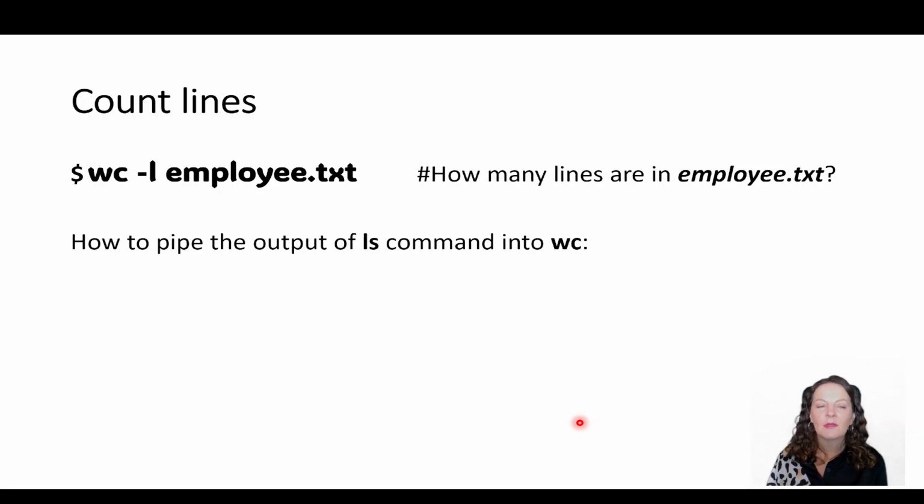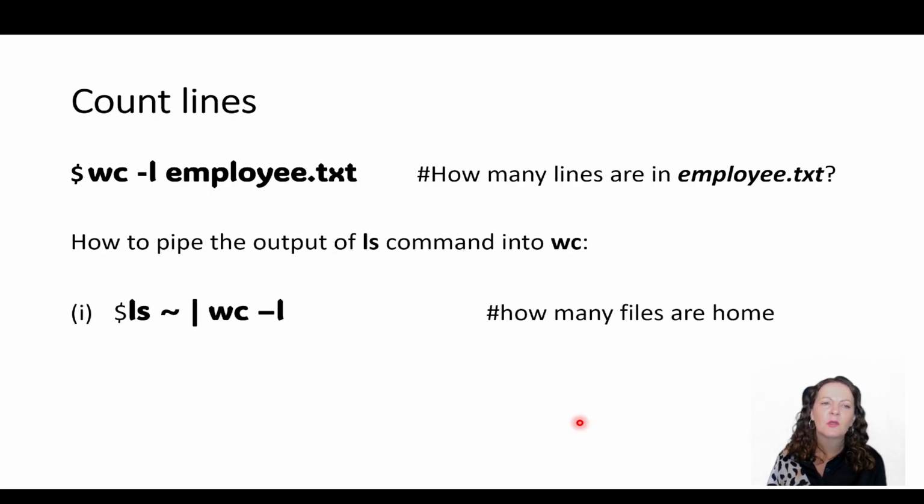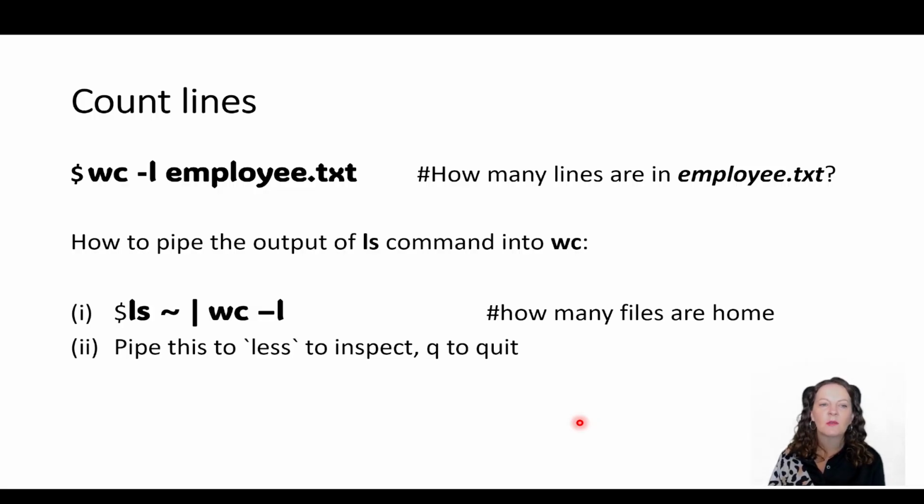Counting your lines, how many lines are in that? So you can have word count minus L, so it'll do the line count of it. What if you want to do more than that? How many files? You want to do a line count of the number of files that are in your home directory. So ls, just what's in your tilde in your home directory, and pipe that into your word count for lines. Right? Do it. How does it work? It should return just a number.